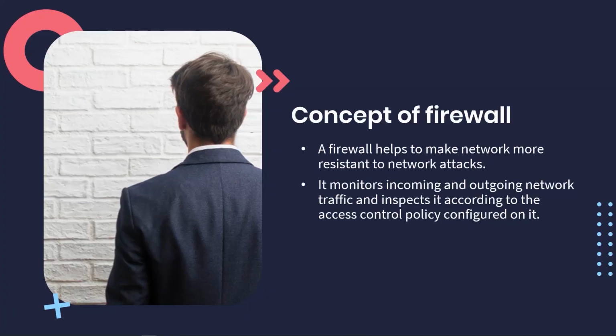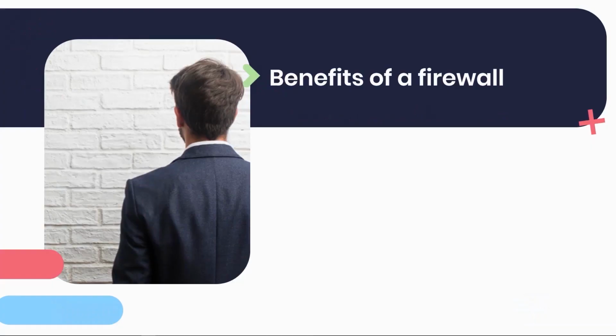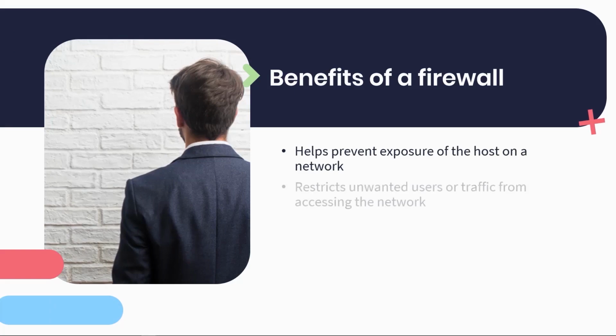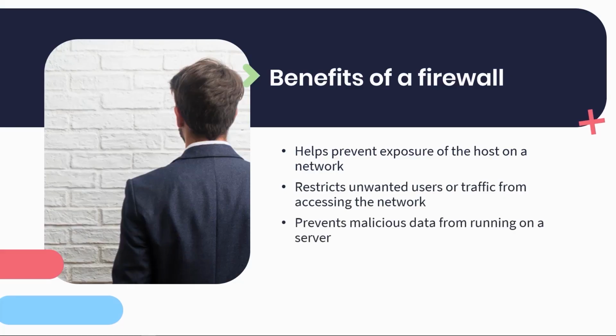All the traffic that flows through the firewall will be inspected with the access control policy, which is configured on it. There are several benefits that could be derived from using a firewall in a network. It helps to prevent exposure of the host, storage, or even running application within a network. It could also help restrict all unwanted users or traffic from accessing the network. Another benefit is that it prevents malicious data from running on a server. Firewalls help to reduce the security management complexity. It is the first line of defense in the network.